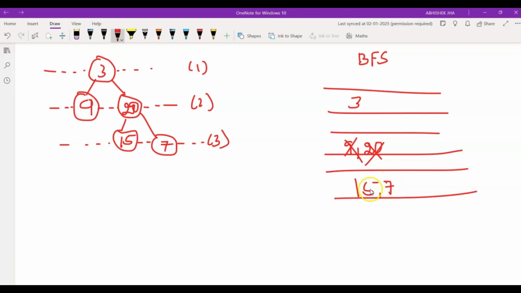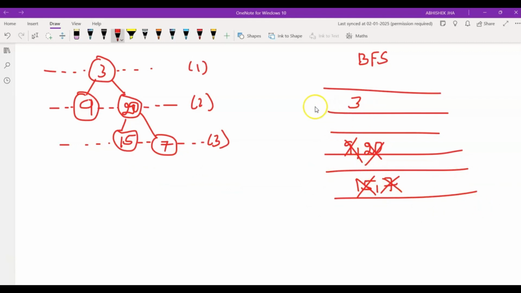And again, coming to the next iteration, we'll take 15. We'll pop this 15 from the queue. We'll push its left and right values, that is null. So we'll again move to the next node, that is we'll take the 7 value. We'll push its left and right. So they both are null. So since the queue is empty, we'll stop our processing.